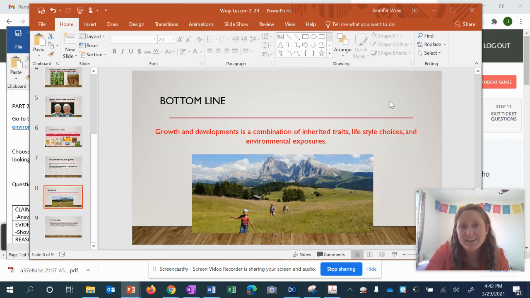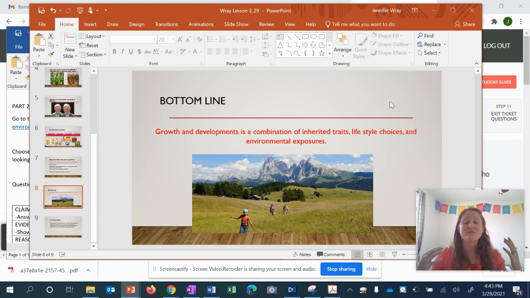So as we can see, the bottom line, and many of you have already come to this conclusion, is that growth and development is a combination of inherited traits, lifestyle choices, and environmental exposure. We've learned how the study of epigenetics shows that your environment can change your genetic code based on many different factors. We know that your lifestyle choices can have an impact on how you grow and develop. And then obviously those traits that are inherited have a big impact on you as a person as well.